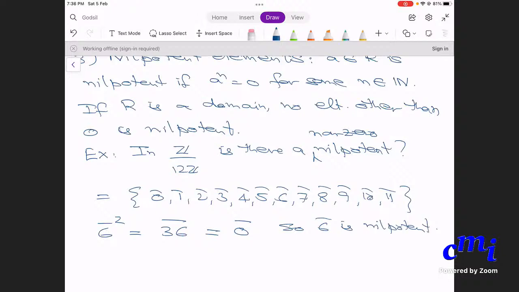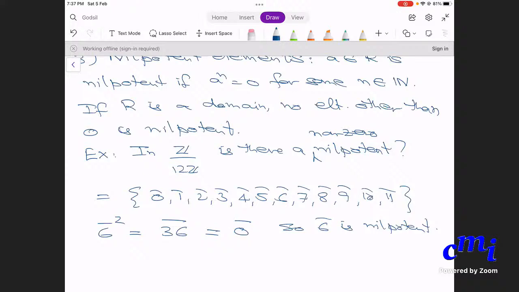Is anything else nilpotent? In this ring, can any other number be nilpotent? 3 bar, 4 bar, 2 bar? No, 3 bar I claim is not nilpotent. If you take the powers of 3, what will you get? You will get 3, 9, 27, 81, all odd numbers, right? None of them will be divisible by 12. So if you take 3 bar to any power, you will never get something which is 0 mod 12. So 3 bar is not nilpotent.